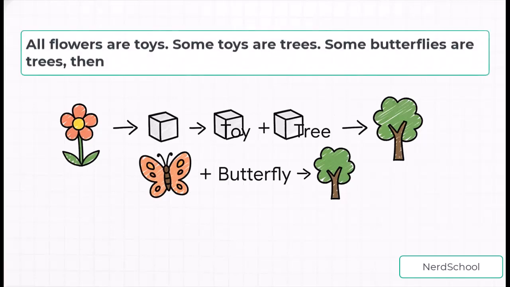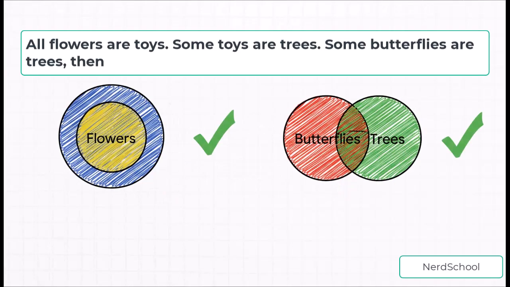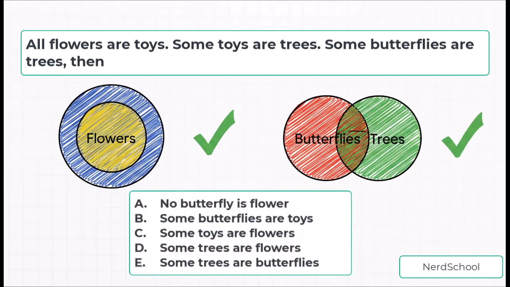All flowers are toys. Some toys are trees and some butterflies are trees. It might look like a headache, but don't worry because the drawing is going to make this crystal clear. So the trick is to just draw what you know for sure. All flowers are toys means the flower circle goes inside the toy circle. Right away, that proves conclusion C.